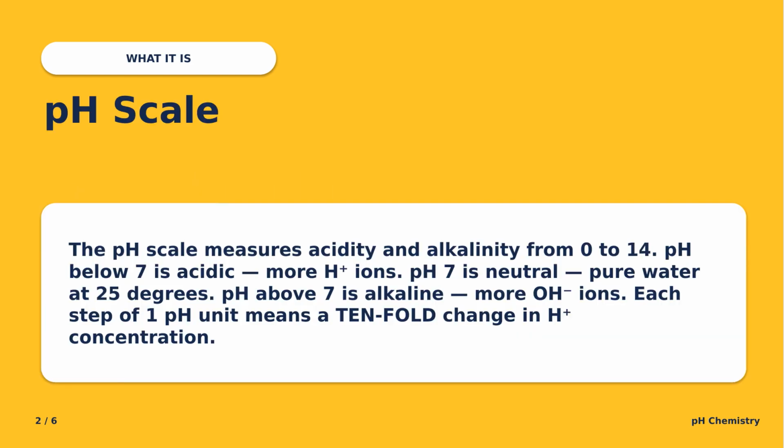The pH scale measures acidity and alkalinity from 0 to 14. A pH below 7 is acidic, more H+ ions. A pH of 7 is neutral, pure water at 25 degrees. pH above 7 is alkaline, more OH- ions. Each step of one pH unit means a 10-fold change in H+ ion concentration.